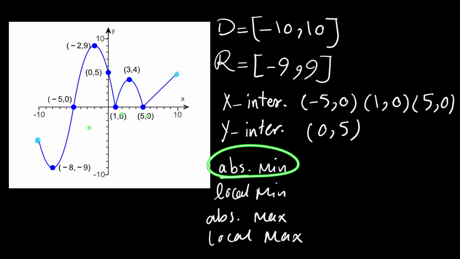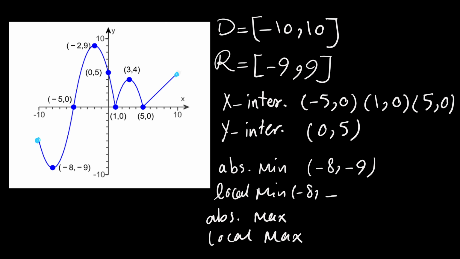So among all between 0, 0, and -9, definitely -9 is the smallest y value. So the point -8 and -9, it's the absolute minimum. And also it's local minimum as well. 1 and 0 is local minimum and 5 and 0 is local minimum.